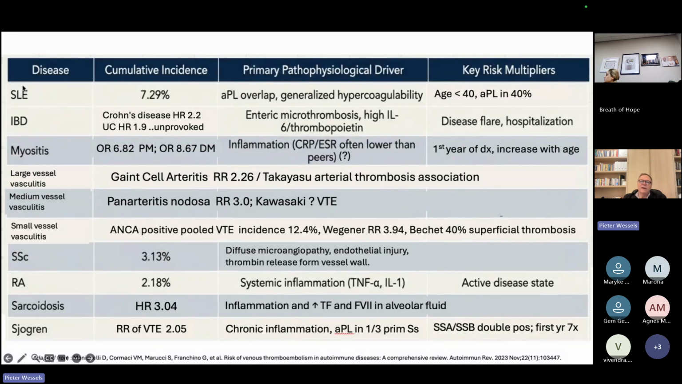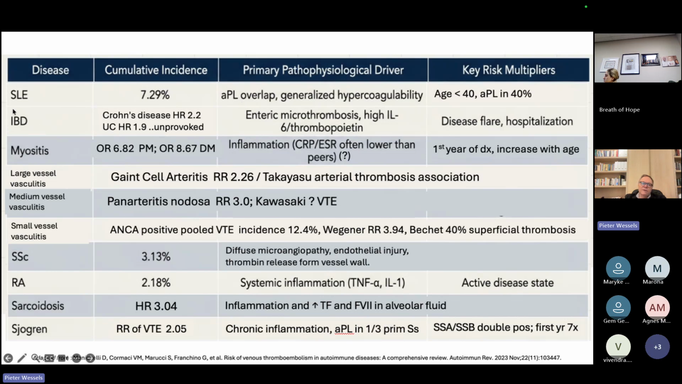This is now SLE, and remember about 40% of patients with SLE will have antiphospholipid antibodies, 10 to 40%, max 40, depends on what you look at. So there's more than just the antiphospholipid antibodies. It's this inflammatory process, the immunothrombosis that I explained to you. So there's an 8% cumulative incidence of venous thromboembolism in SLE. And you can see it's a generalized hypercoagulability and antiphospholipid with some.